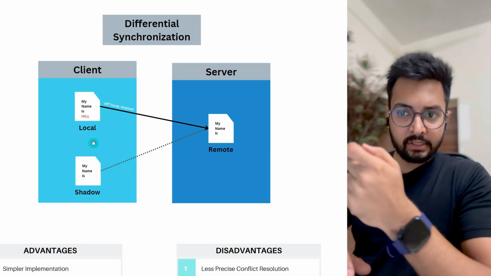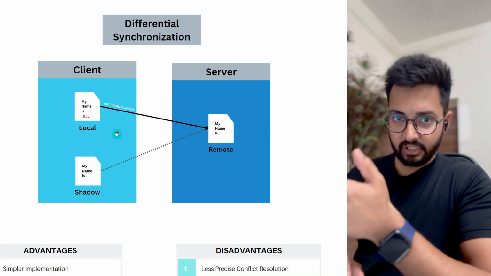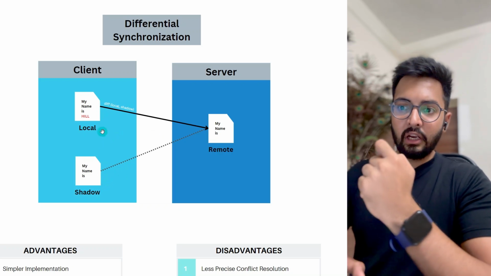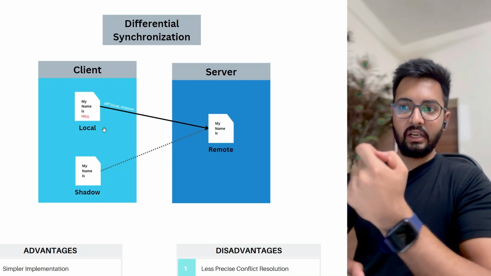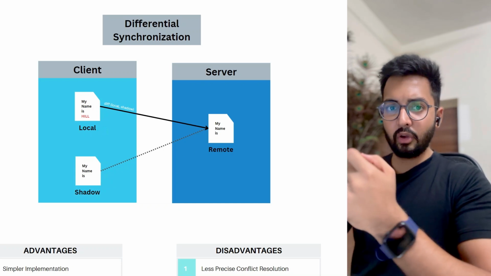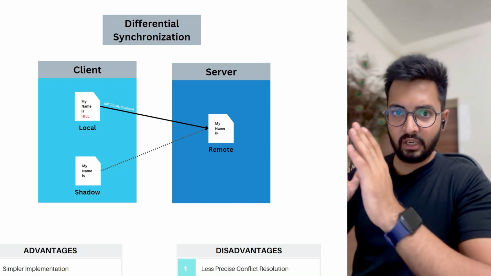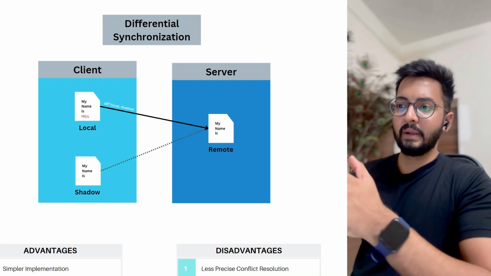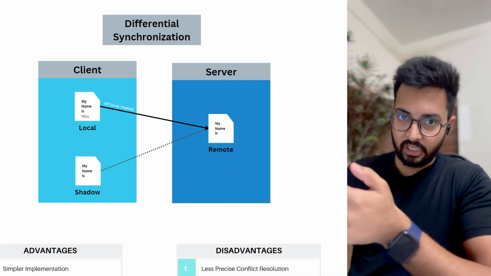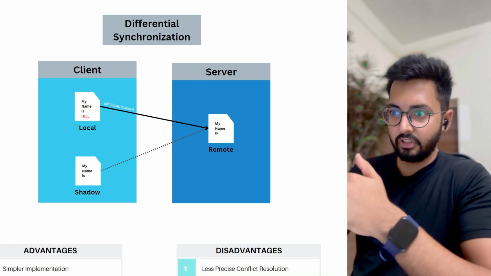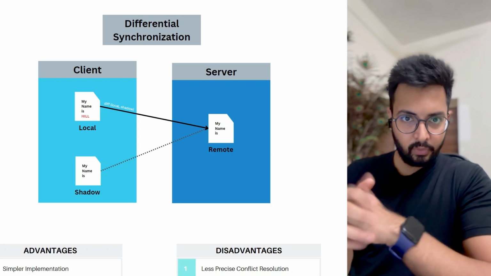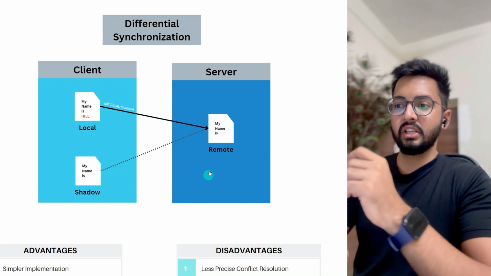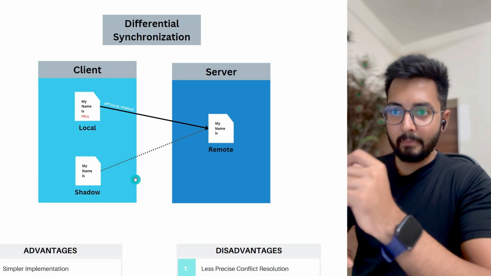So a single document has three versions in differential synchronization. One is local, the other one is remote, and the third one is shadow. The local document is on the client side. The local document is nothing but the document on which the user is currently working. The remote document, which is on the server, holds the latest saved changes. The content with the latest saved changes is placed in the remote version, and that remote version is on the server. And the shadow version is just a copy of this remote version but on the client side.